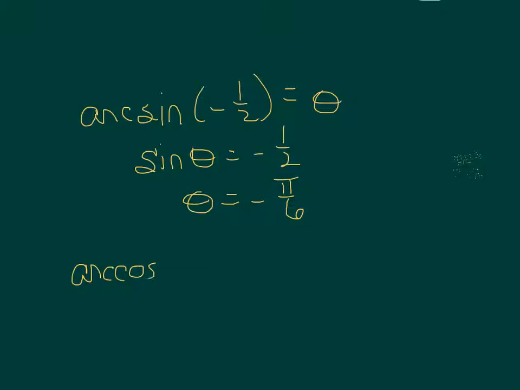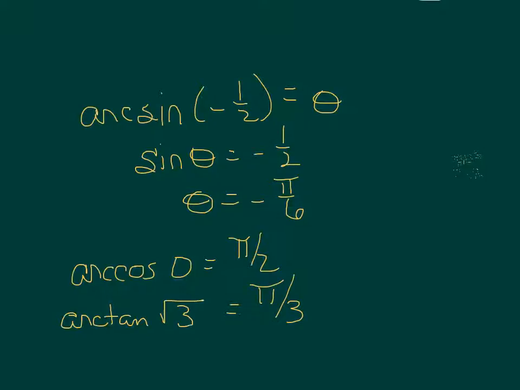Arc cosine of 0. What angle has a cosine of 0 between 0 and pi? Pi over 2. It's just a matter of getting our thinking. Arctan of square root of 3. What angle between negative pi over 2 and pi over 2 has a tangent of the square root of 3? Pi over 3.